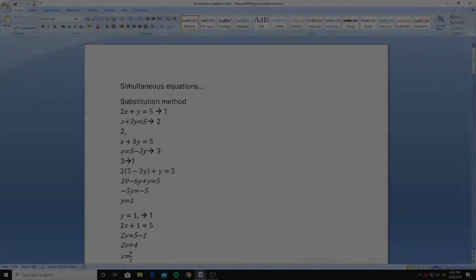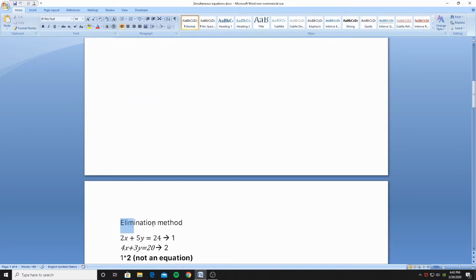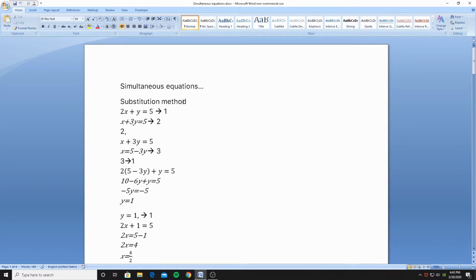So now I'll be teaching you about simultaneous equations. Basically in a simultaneous equation, we have two equations and we need to find a solution for the unknowns. In this case, we have x and y. There are two methods to find the solutions for the two unknowns: the substitution method and the elimination method. So now I'm going to teach you about the substitution method.